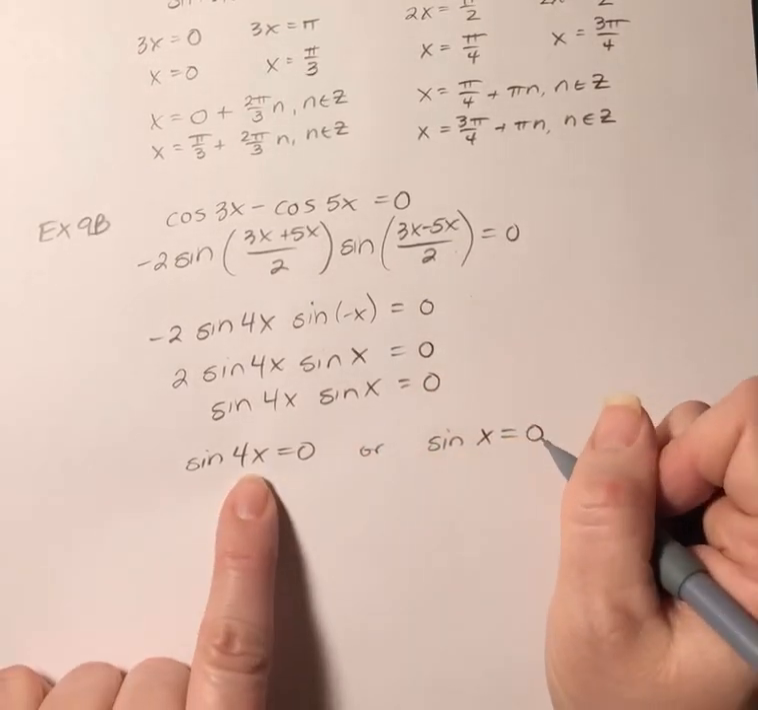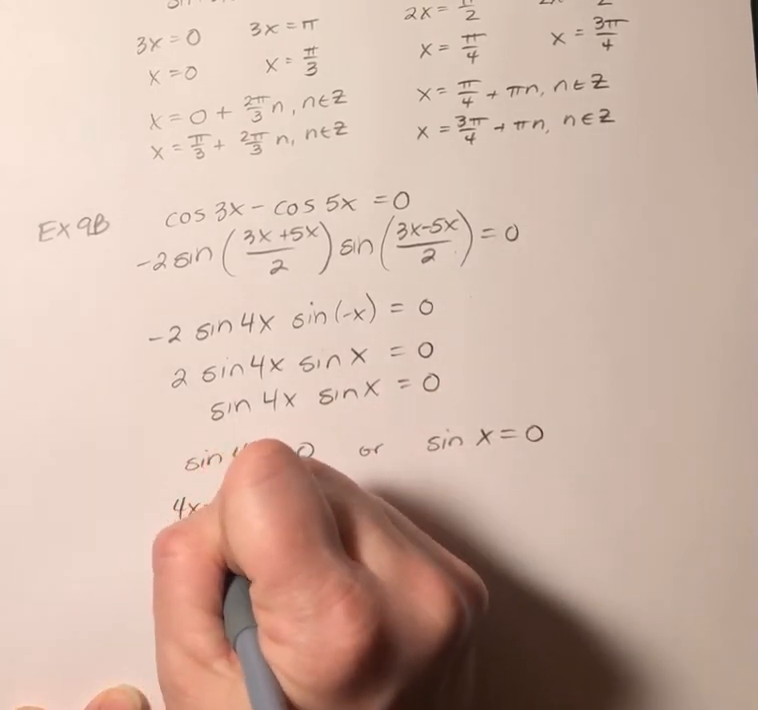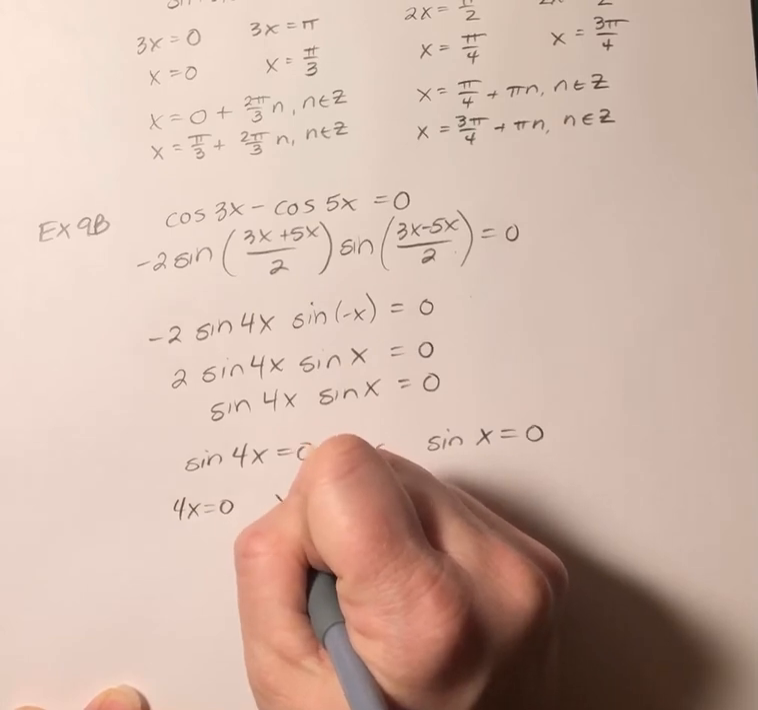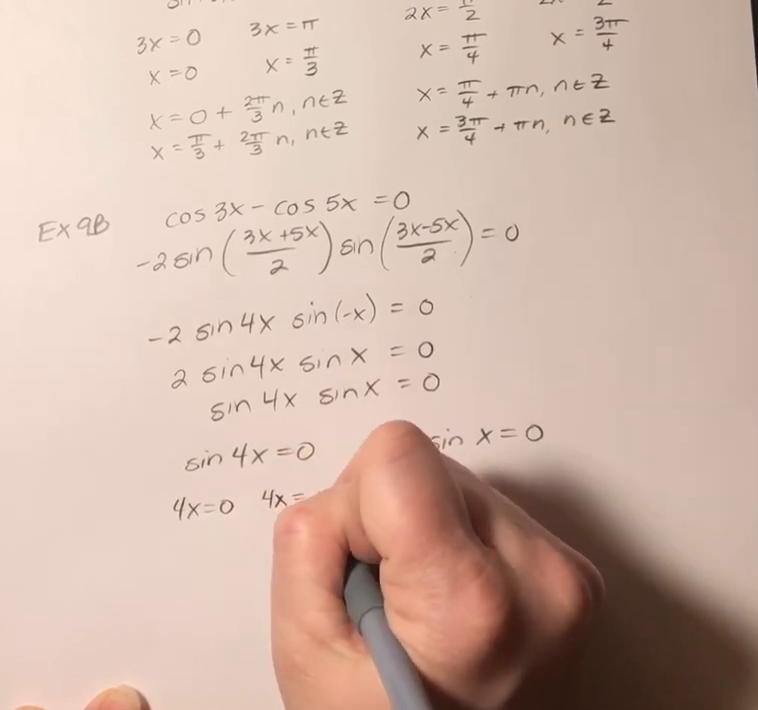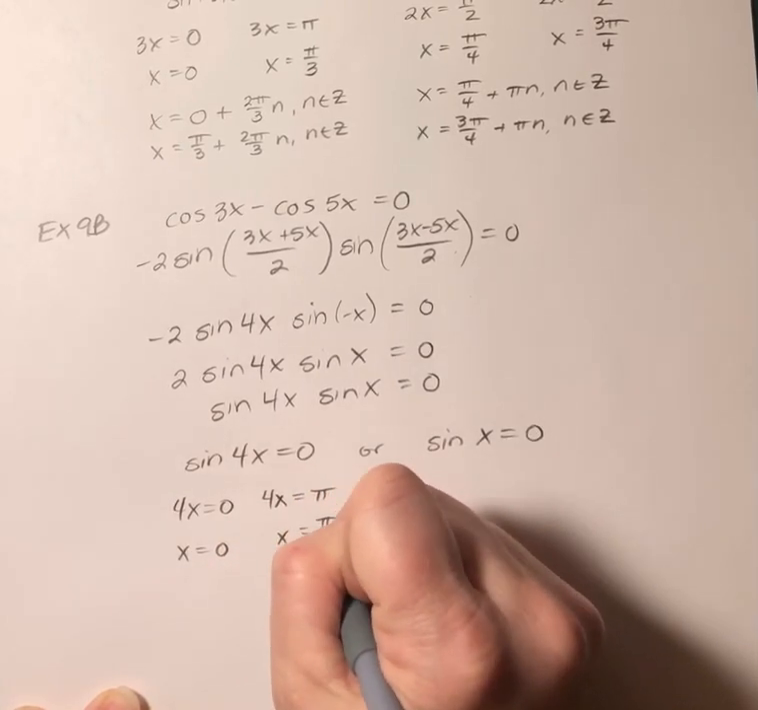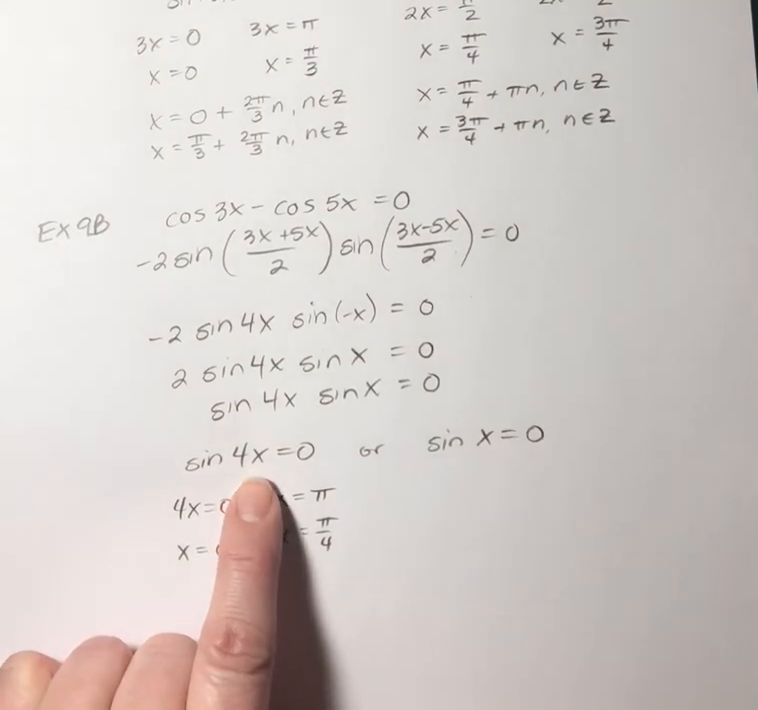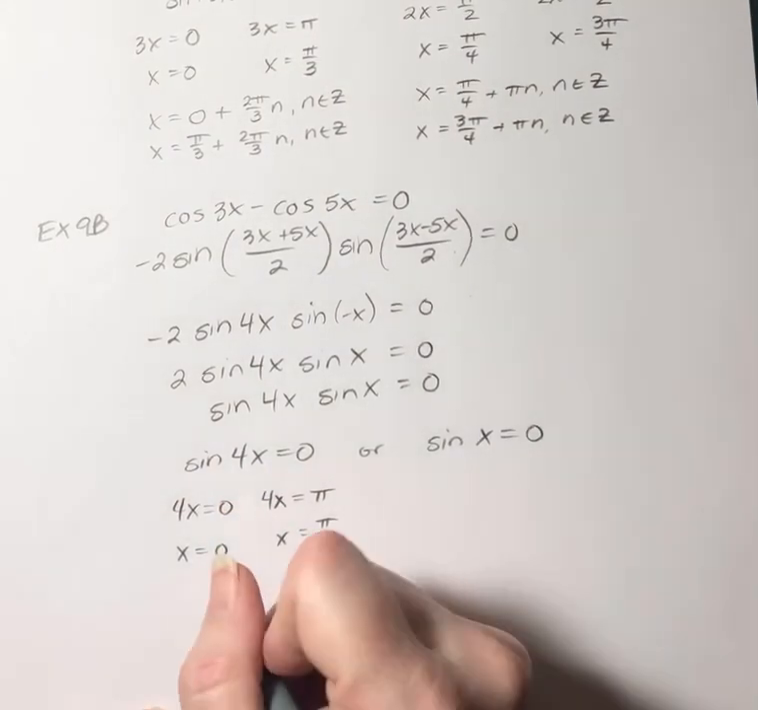So where does the sine equal 0? At 0 and at pi. So I get 0 and pi fourths. My period is pi halves, okay?